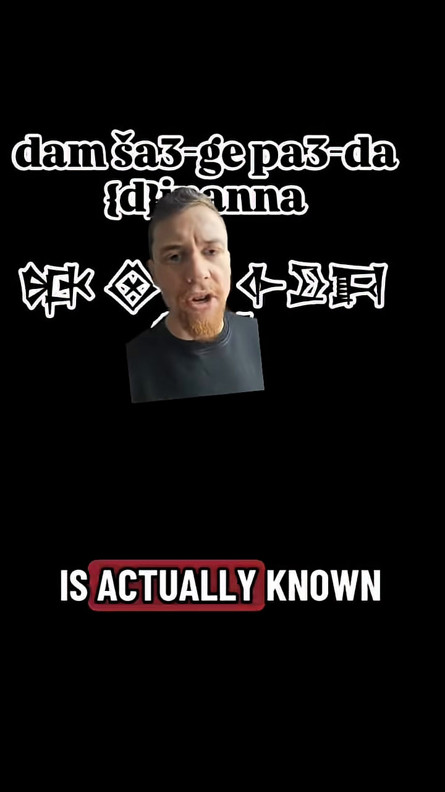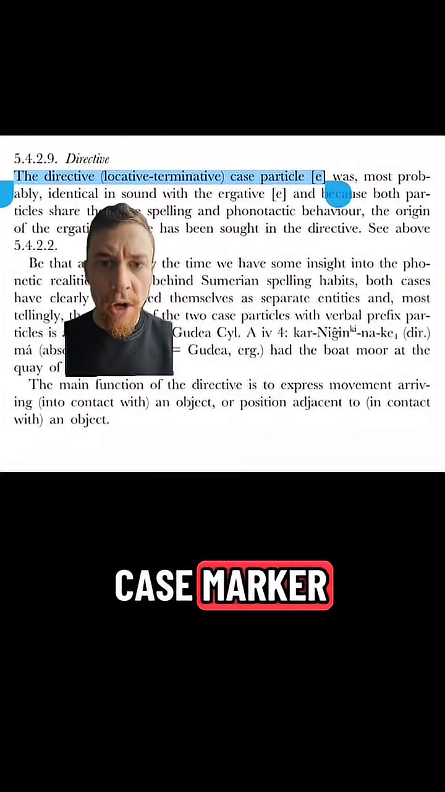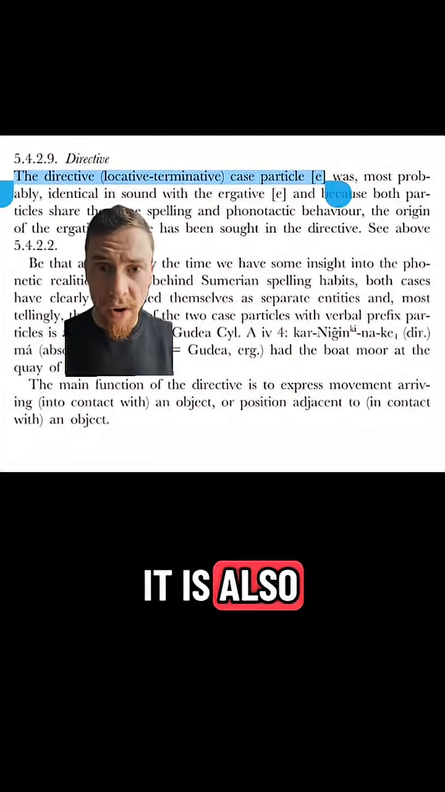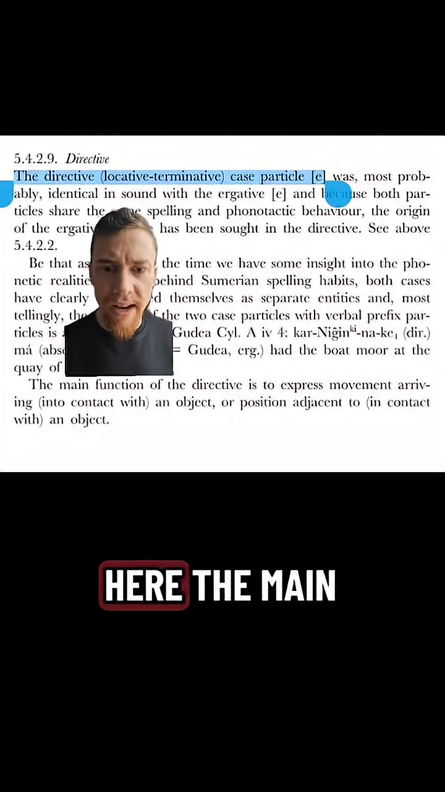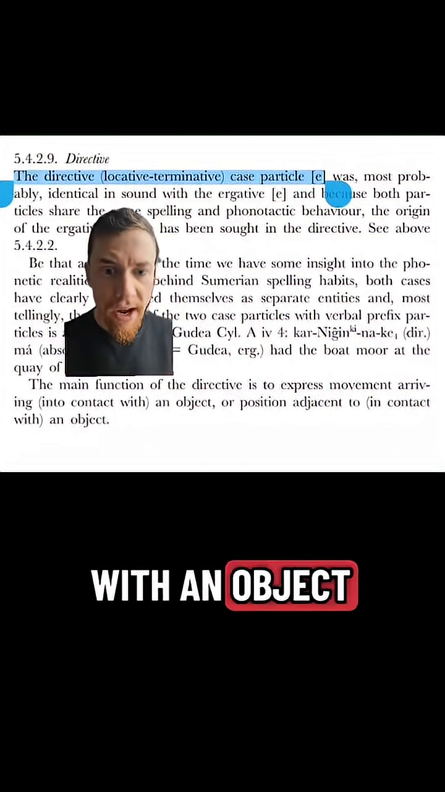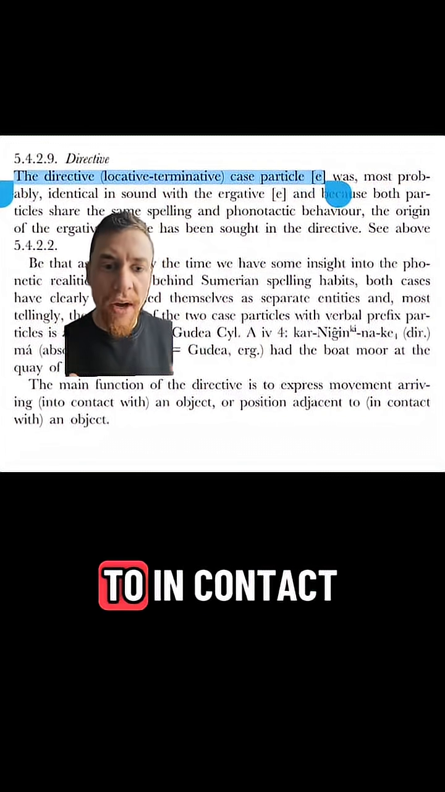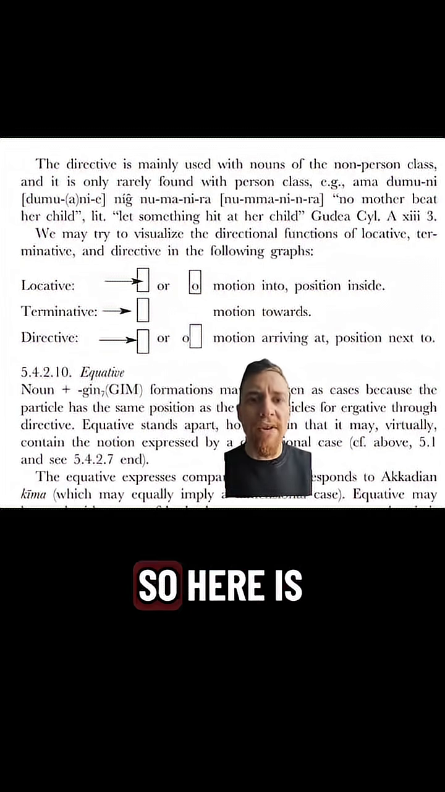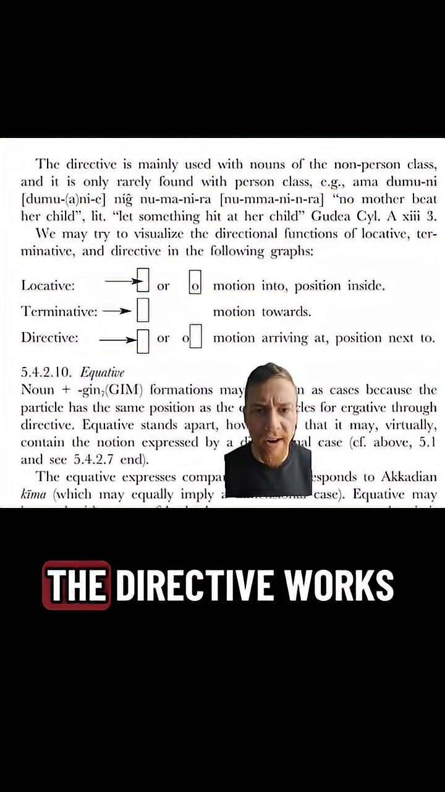Now the E is actually known as the directive case marker. The directive case, also known as the locative-terminative, as it says here, has as its main function to express movement arriving in contact with an object, or a position adjacent to or in contact with an object. So here is a nice little visual to explain how the directive works.